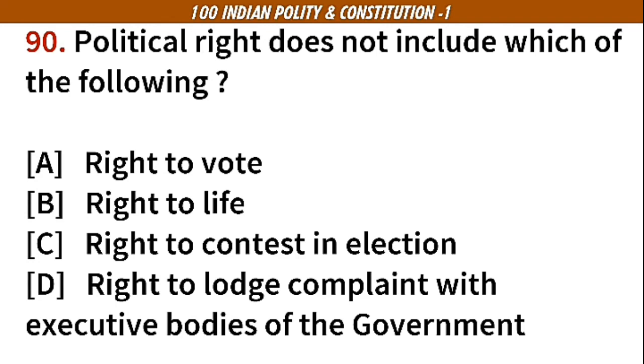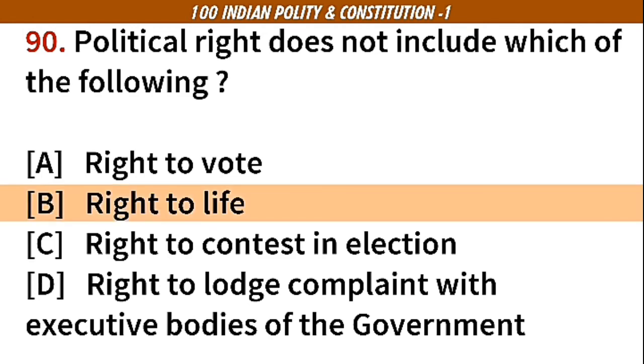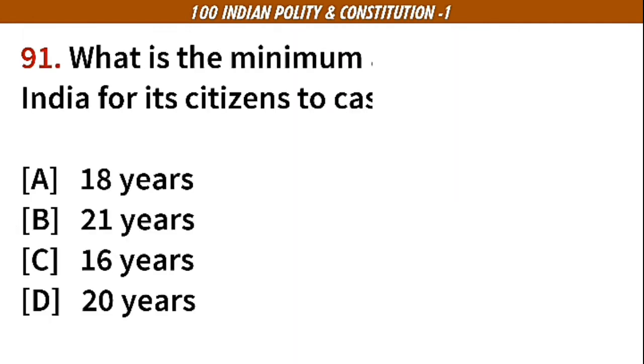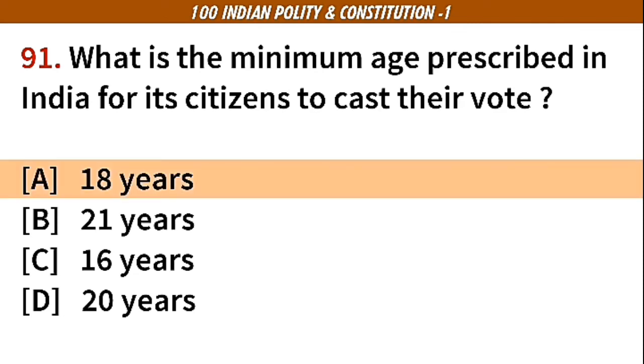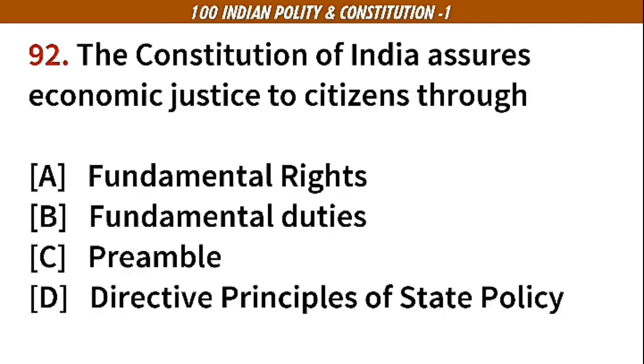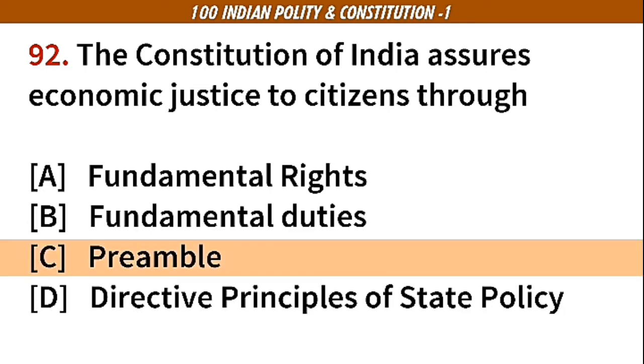Political right does not include which of the following? Answer B. Right to life. What is the minimum age prescribed in India for each citizen to cast their vote? Answer A. 18 years. The Constitution of India assures economic justice to citizens through? Answer C. Preamble.